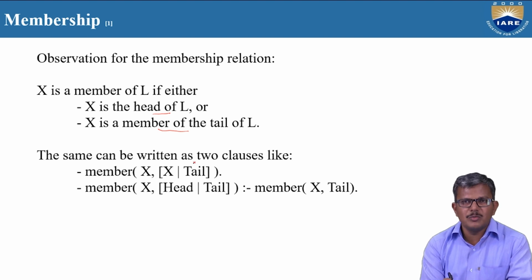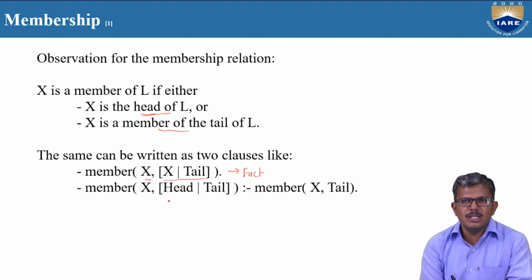The same explanation we can represent in this particular fashion: member X comma, in the square brackets, X pipe symbol and tail. As usual, the output for this one is true. But according to Prolog, this kind of representation is just a fact. We are just telling that X is a member of this particular list, and that too, X is the head of this list, according to this statement.